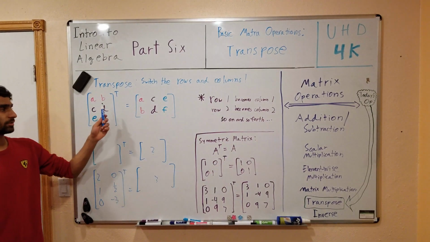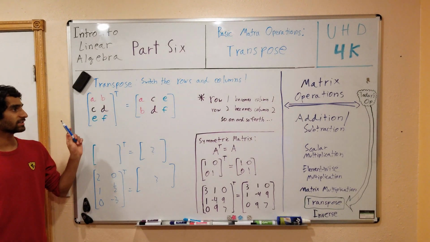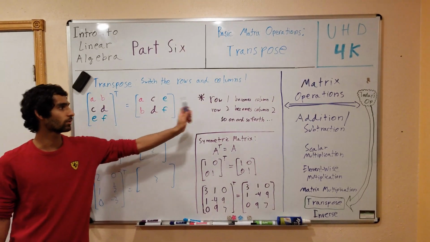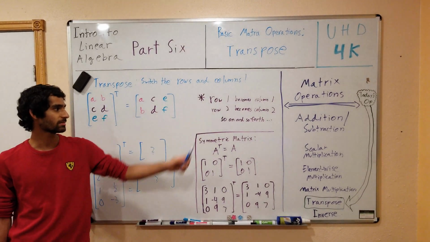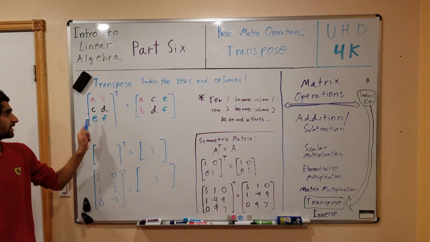Today we will be going over another matrix operation, the transpose. When we take the transpose of a matrix, denoted by the superscript T, we are in essence switching the rows and the columns. So basically, when we take the transpose, row 1 becomes column 1, row 2 becomes column 2, and so on and so forth. We've got this matrix A, B, C, D, and E, F.